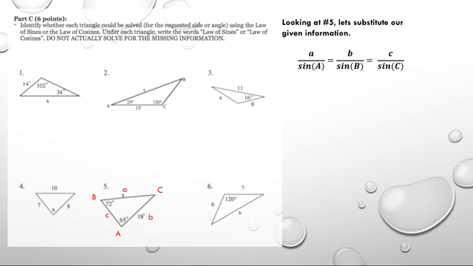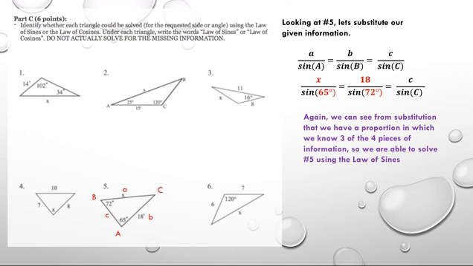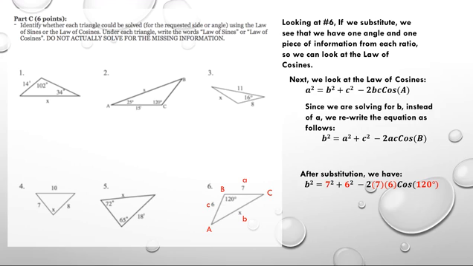Number 5, again, we'll substitute what we have, and when we substitute, we see that yes, the law of sines will work because we have 3 out of the 4 pieces of information. We have a proportion that we're able to solve. For number 6, if we substitute, we see that we have 1 angle and 1 piece of information from each ratio. So we can look at the law of cosines. Since we're solving for b, again, we rewrite the equation as follows. And after substituting, we see that we can solve for side b using the law of cosines.